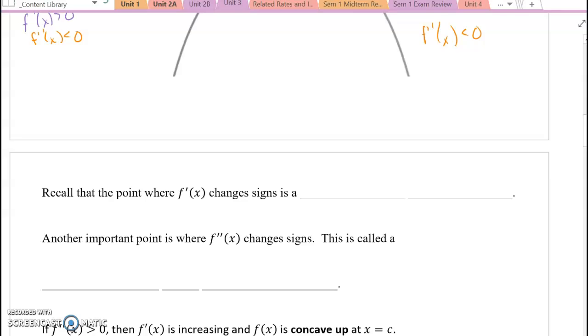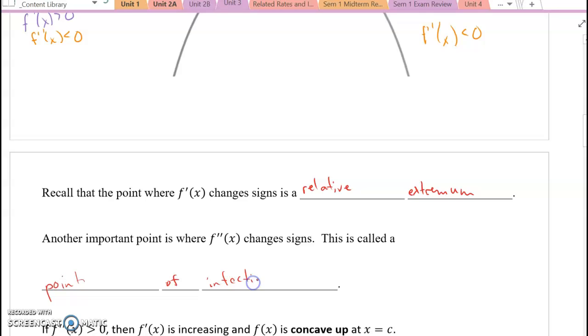So last section, when we talked about the first derivative test, we saw that there were special places where the first derivative changes signs, and the first derivative test told us that when the first derivative changes signs on a continuous function, we have a relative extremum, relative max or min. Another important point is the second derivative changing signs. This is called a point of inflection.